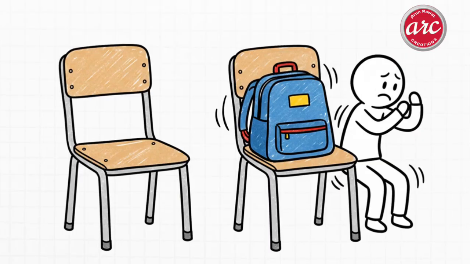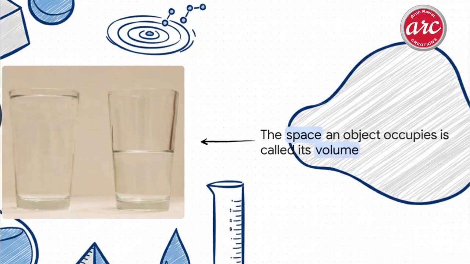The first universal property is that everything takes up space. When these students put their bags on their chairs, they can't sit down anymore. Why? Pretty obvious, right? Because the bags are occupying that space. And this is true for every single physical object in the universe. And the amount of space an object takes up, that has a name too. We call it its volume. So the glass on the right has more water in it, which means it has a greater volume. This super simple concept is one of the two pillars of what we're about to uncover.